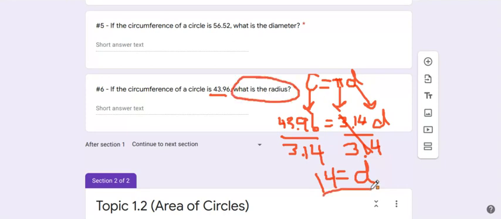I know the diameter. So I'm not going to say the radius is 14. The diameter is 14. But if you know the diameter, you also know the radius, right? If all the way across a circle is 14, then you know halfway across the circle is 7.